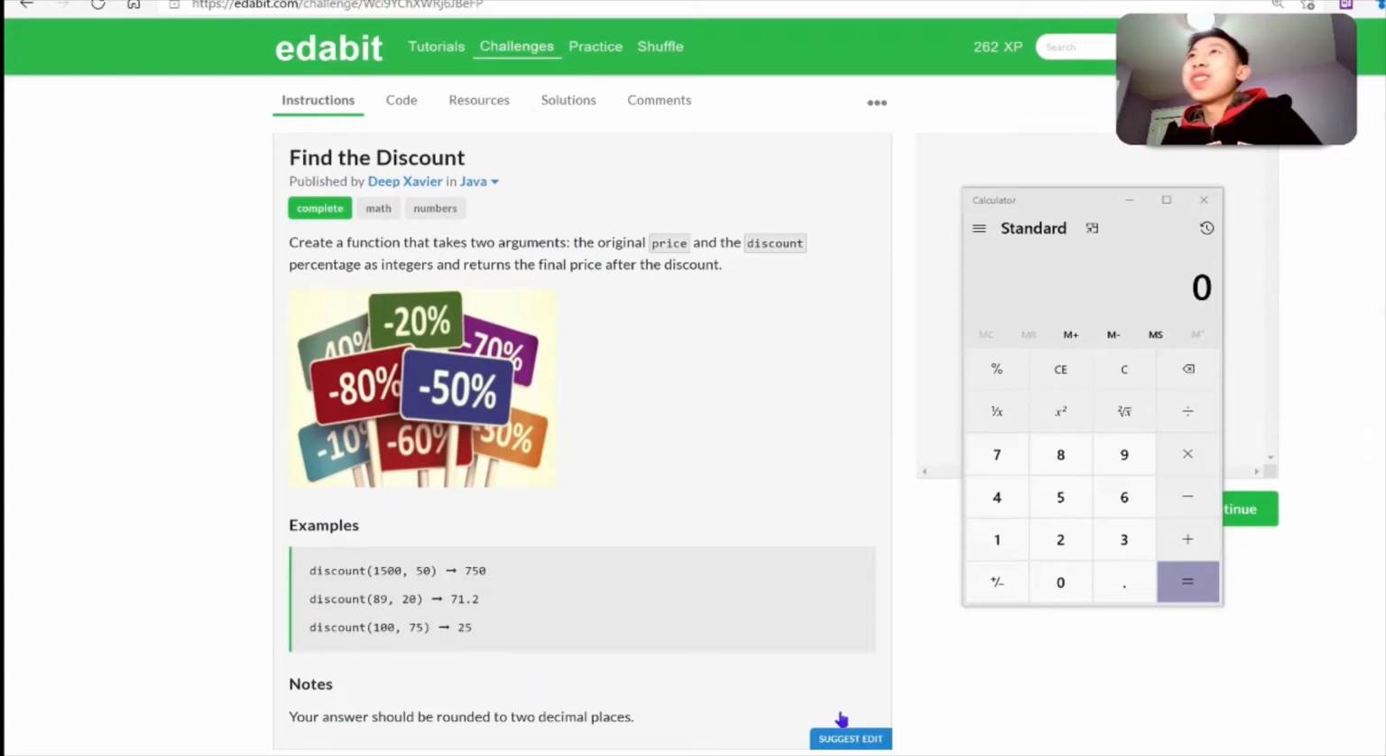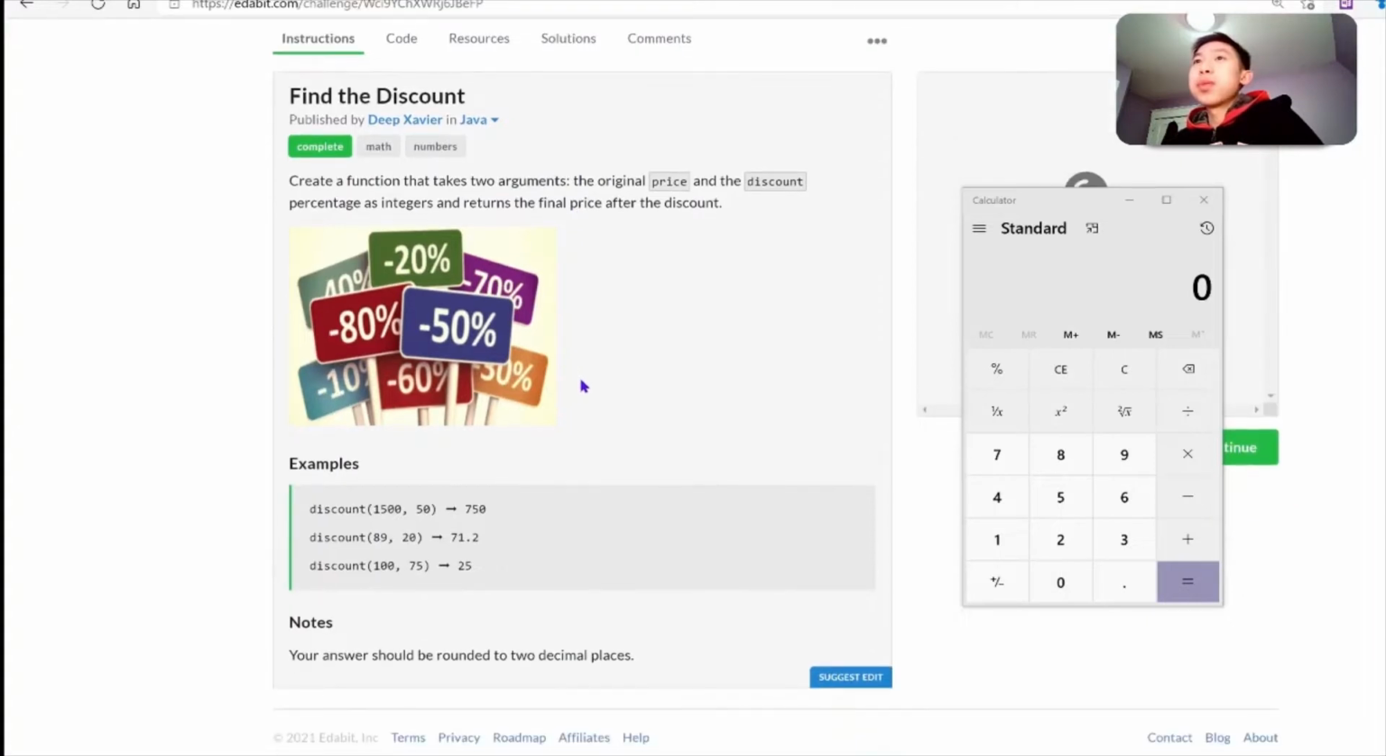This question is called Find the Discount using the calculator. It needs a function that takes two arguments, the original price and the discount percentage, both integers, and returns the final price after the discount. So then some examples here.